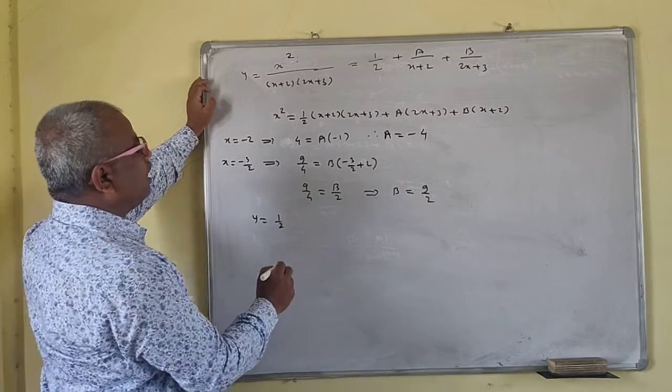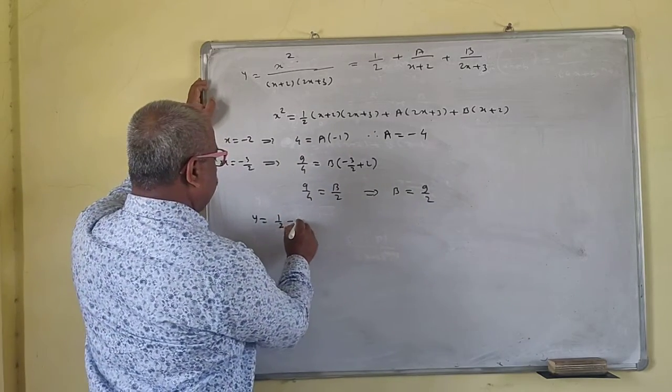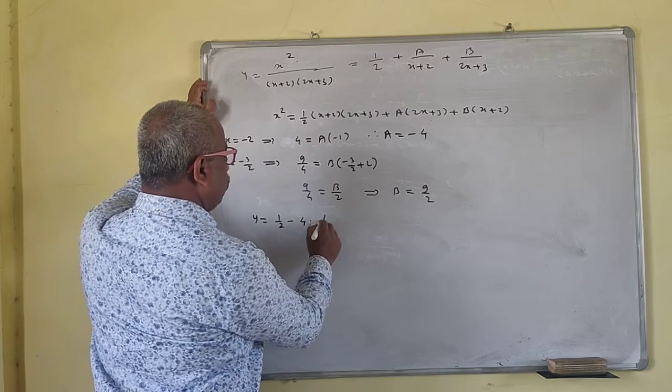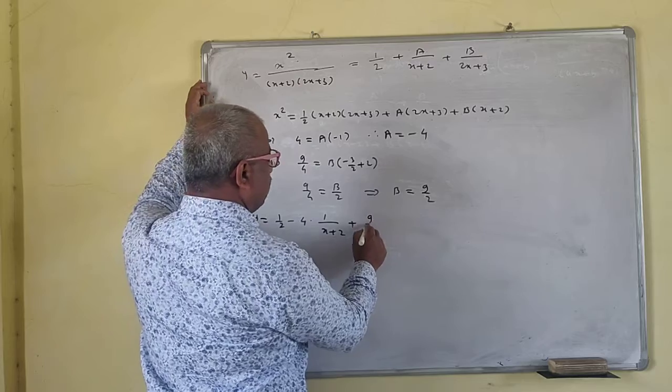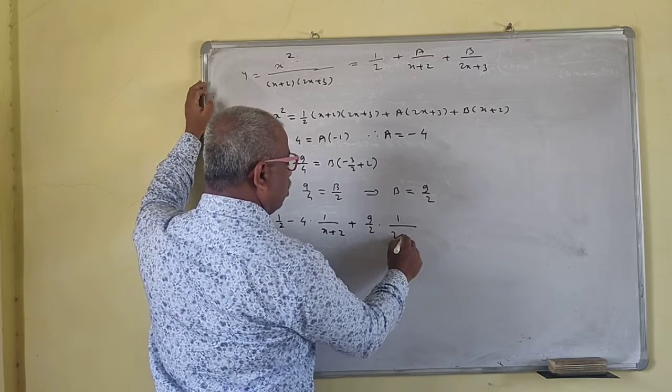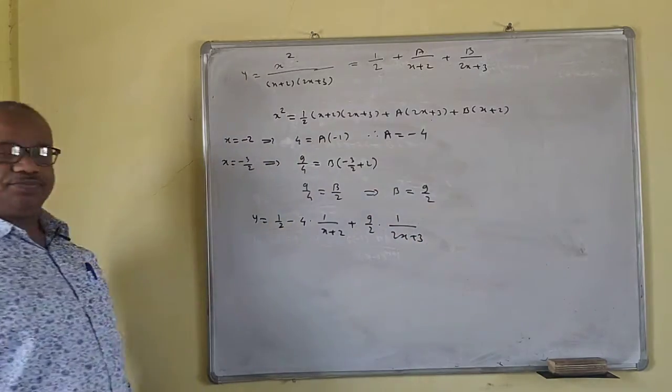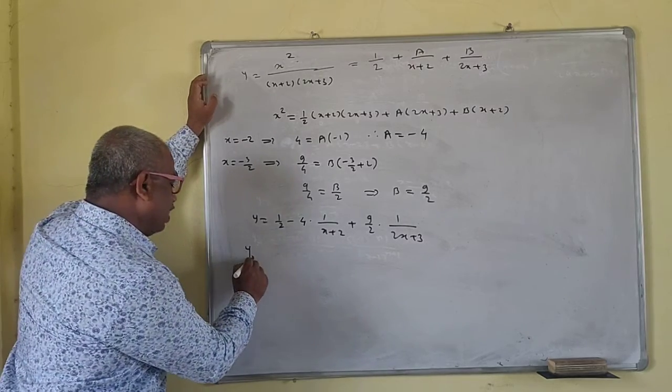Your a is what? Minus 4. So this is minus 4 into 1 upon x plus 2. Your b is what? 9 by 2 into 1 upon twice x plus 3. We can write like this. Now we will write yn directly.